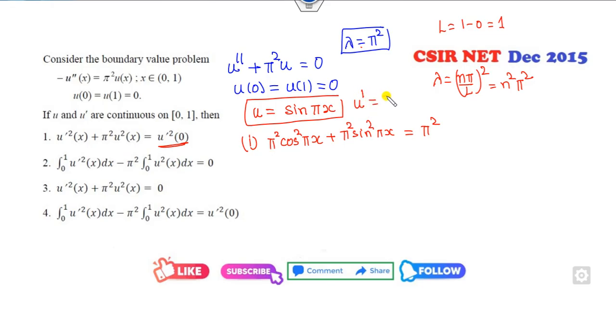What is u dash? Pi cos of pi x. So clearly, u dash of 0 is pi times pi, which is pi square. So the first option is the correct option. Look at another one.